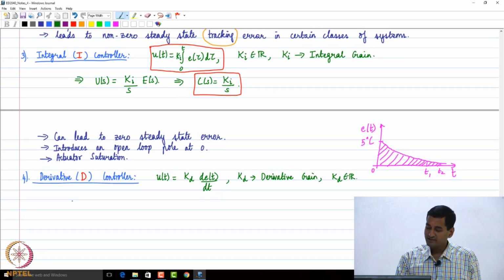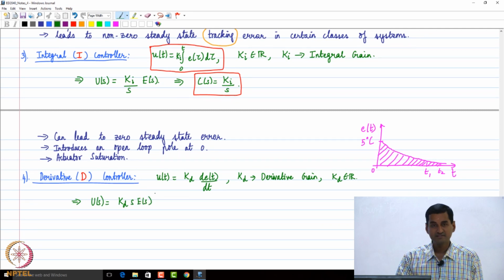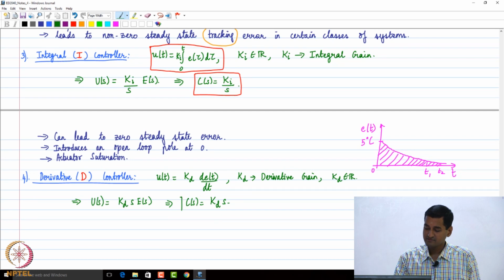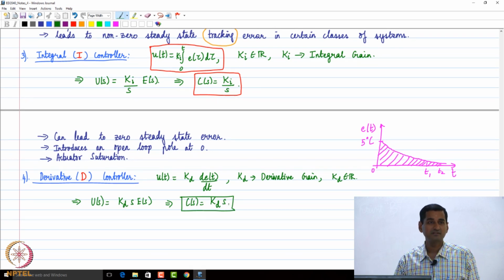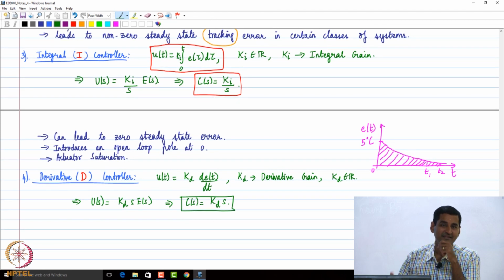So if we take the Laplace transform, of course neglecting the initial conditions, then what will we get? Yes. The controller transfer function becomes Kd times S. Okay, so the controller transfer function is Kd S.